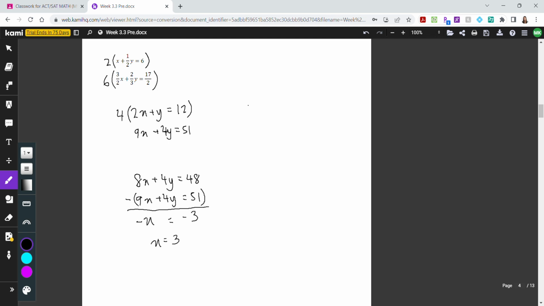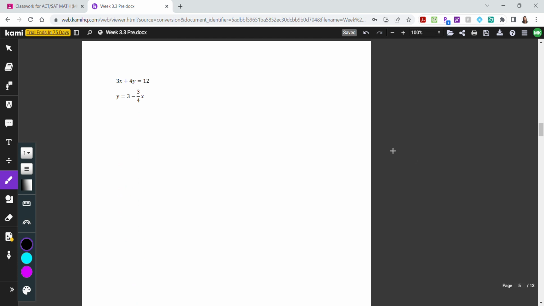So let's look. 2 times 3, because that's where x used to be, plus y equals 12. You get 6 plus y equals 12. Isolate y by subtracting 6 from both sides. We'll get y equals 6. There we go. All right, so that means the solution to our system of equations is (3, 6).